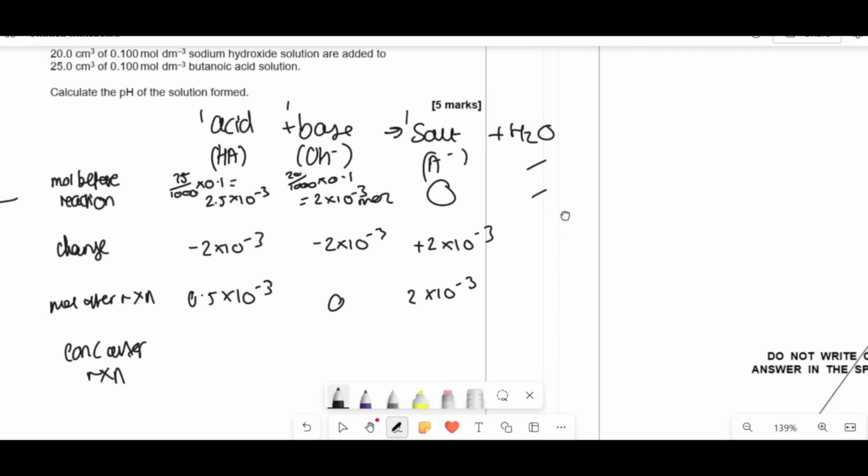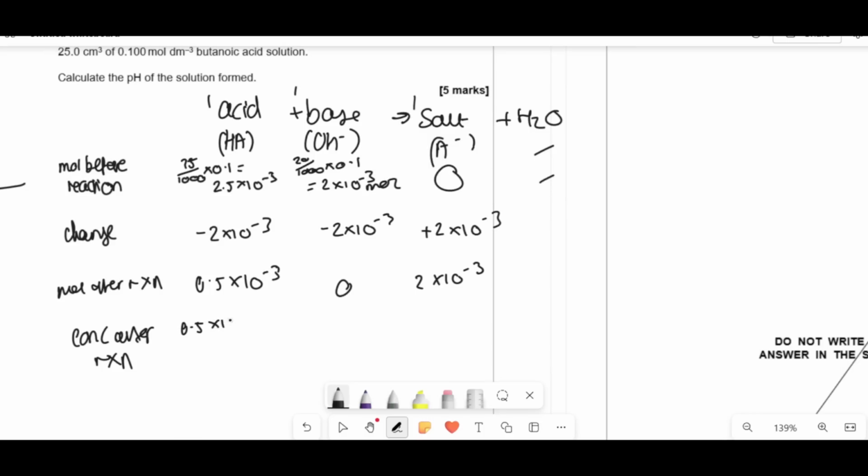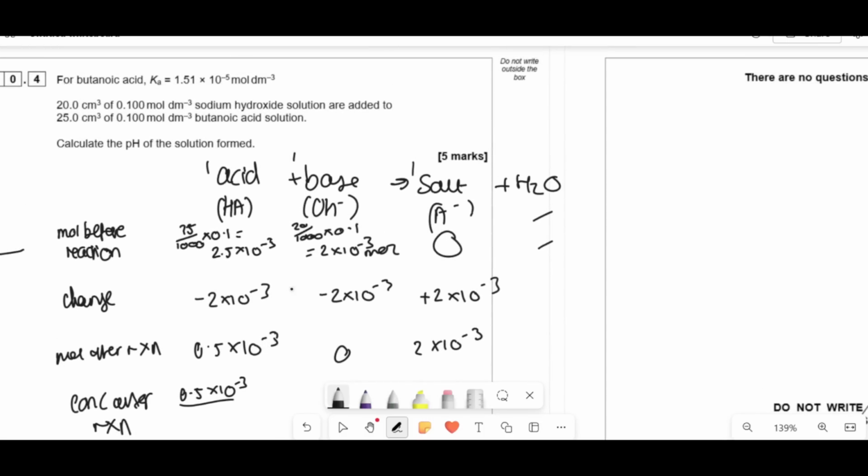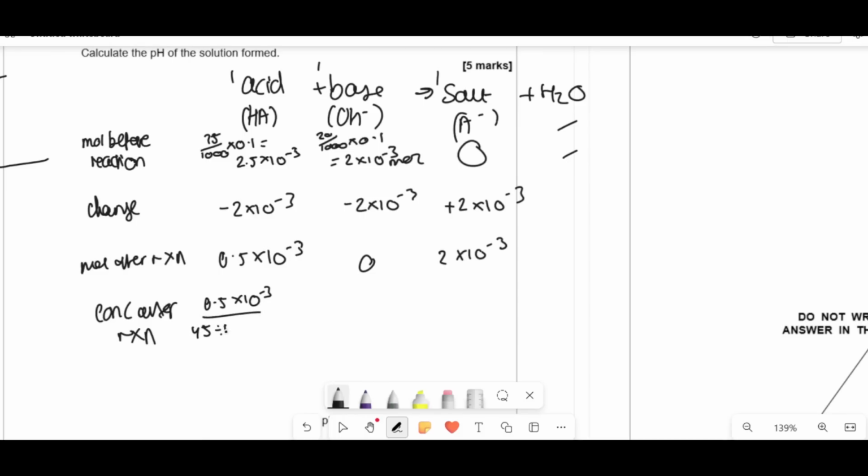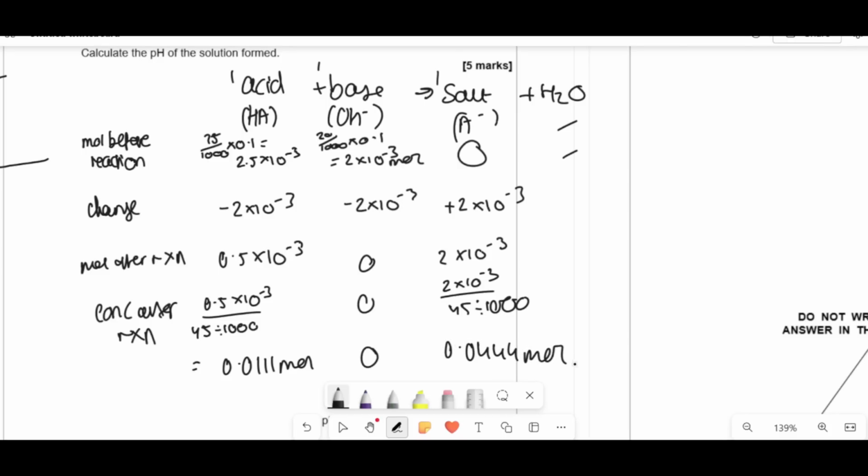So the new concentrations are going to be 0.5 times 10 to the minus 3 divided by the new volume, which is these two added up. So it's going to be 45 divided by 1,000. There's nothing here, so we don't care. And there's going to be 2 times 10 to the minus 3 over 45 divided by 1,000. If we do that, we now end up with 0.0111 moles of this, 0 of that, and then 0.0444 moles of this.